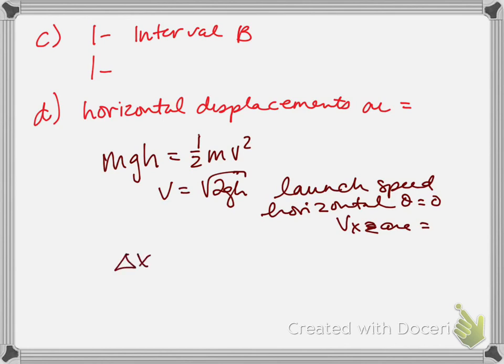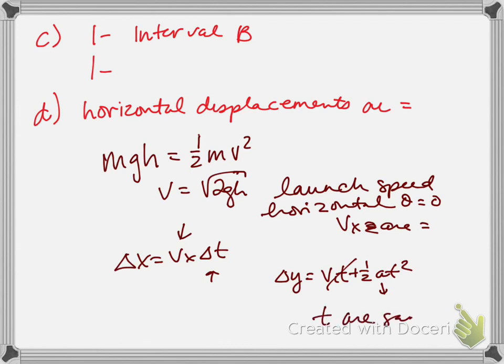So delta x is equal to Vx delta t. So we've already shown that the Vx's are equal, but are the times equal? Well, since they both fall from the same height, yes, and delta y equals V initial t plus 1/2 a t squared. The initial y velocity is 0 because it's a horizontal projectile. Both of them are under gravity, so the times are the same. So since the times and the velocities are the same, their horizontal displacements are the same.